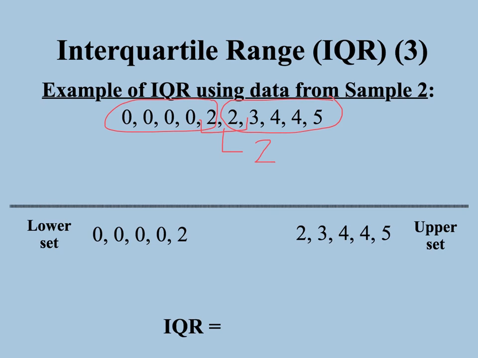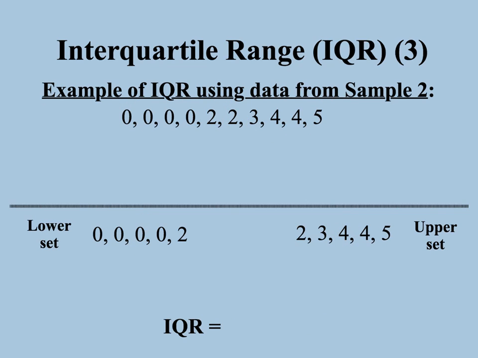The median, or the middle number, of the lower set would be 0, which would be your Q1. The median, or middle number, of the upper set would be 4, which would be your Q3. You would then subtract your Q1, or 0, from your Q3, or 4, to find your IQR, in this case, of 4.